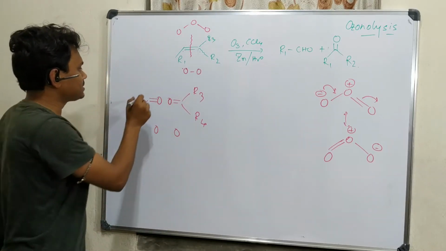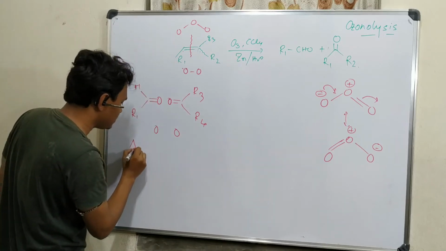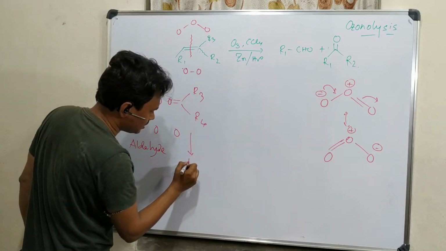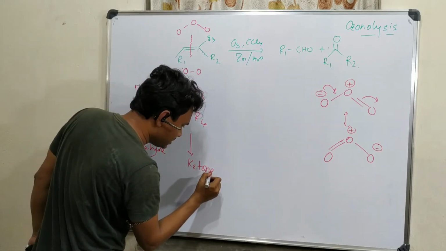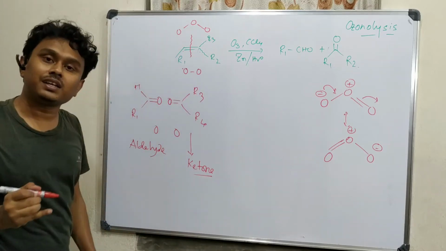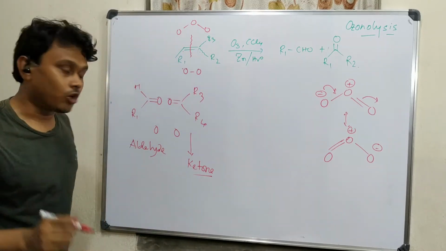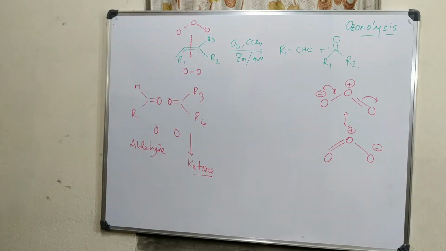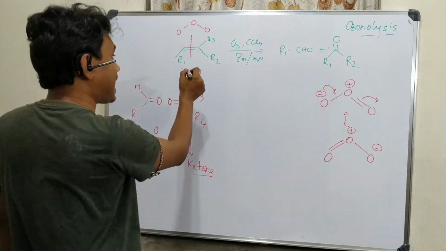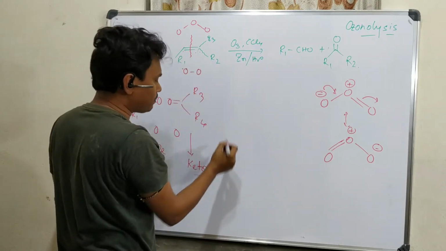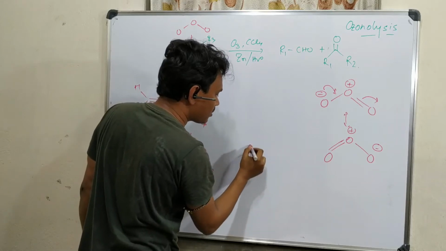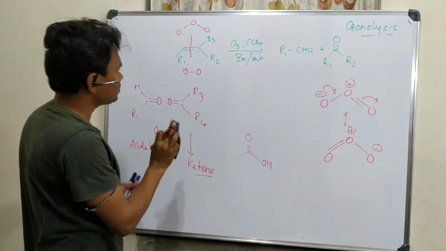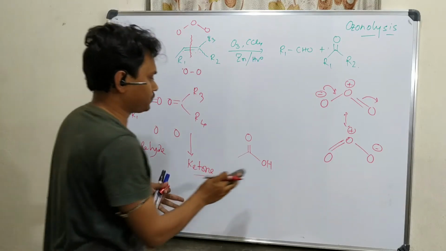If the alkene contains hydrogen, then this part will be aldehyde and this part will be ketone. So in short, this is a strategy to prepare carbonyl compounds from alkene. Keep it in mind. And if it is alkyne, then the final product will be carboxylic acid. I will explain it at the end. So this is the trick.